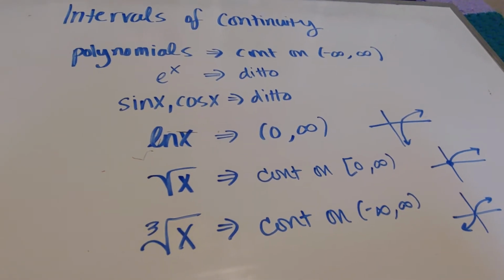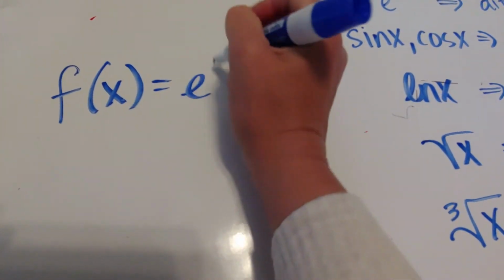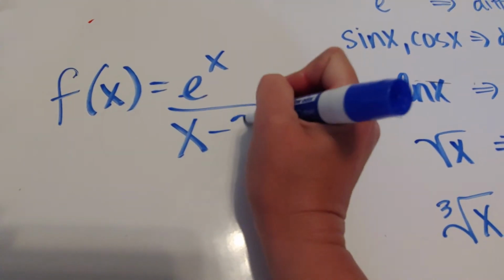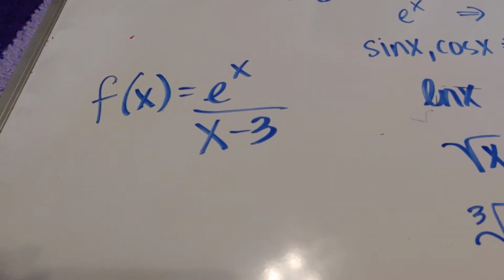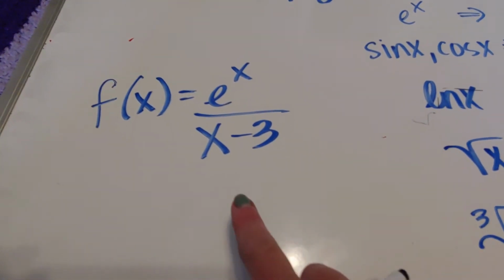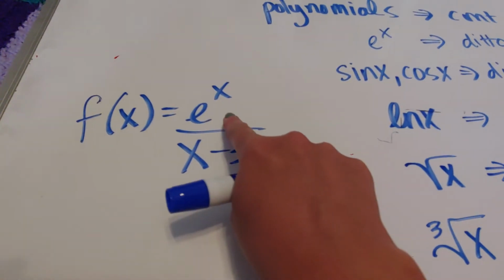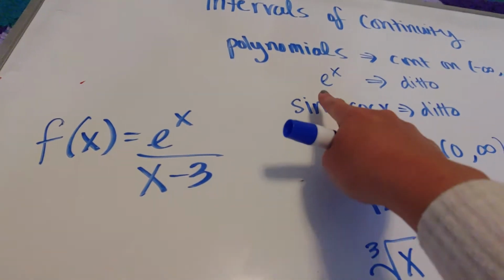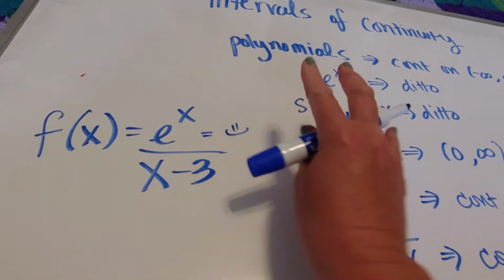Let's say, for example, I was given the function e to the x over x minus 3, and I was asked to tell intervals of continuity. Where is this continuous? Well, let's talk about some things. Number one, e to the x is continuous everywhere, so there's not a problem on the top. The top's good to go.